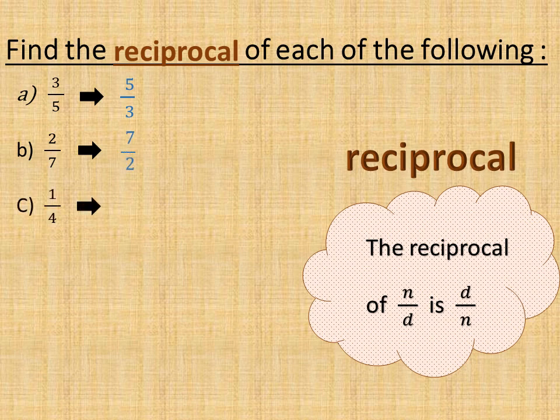Letter C, 1 over 4. Its reciprocal is 4 over 1. Can we leave the answer in this form? No, we have to write it in the simplest form. So 4 over 1 equals 4.